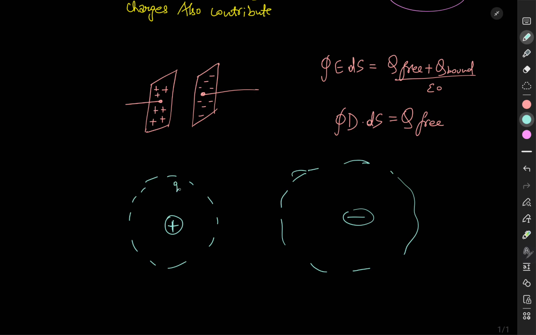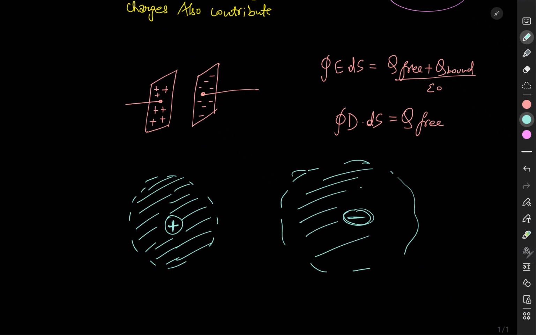Suppose we have kept a Q0 charge here, then this charge will experience a force because of this positive charge. Hence, this whole area is known as the field of this positive charge, whereas this area will be known as the field of this negative charge. Field is nothing but the area in which another charge can experience a force due to this charge.